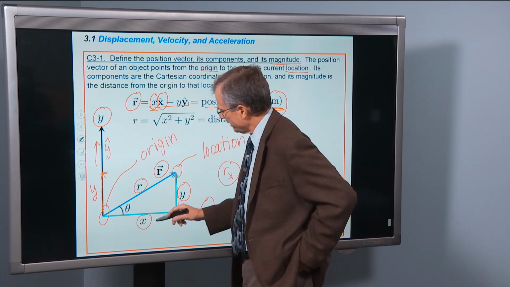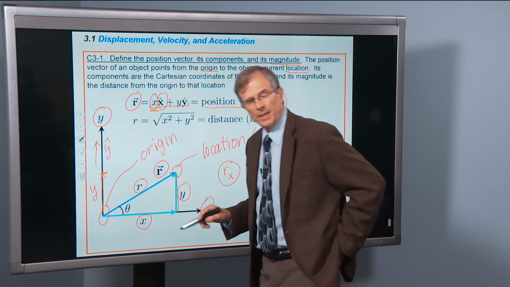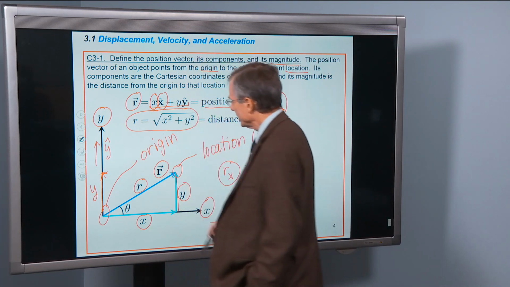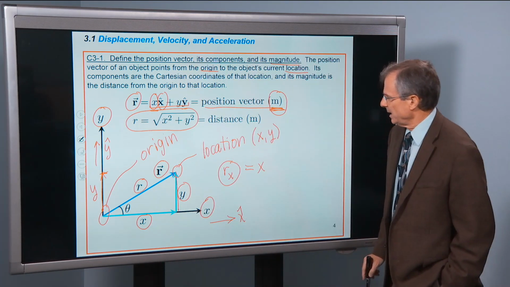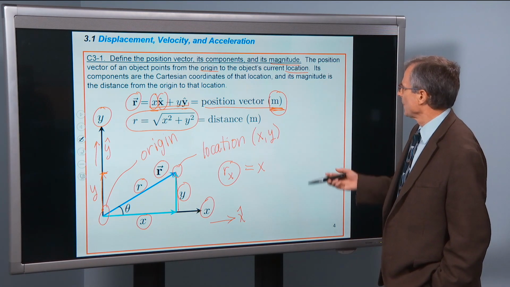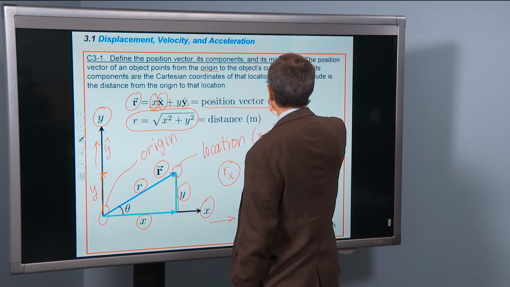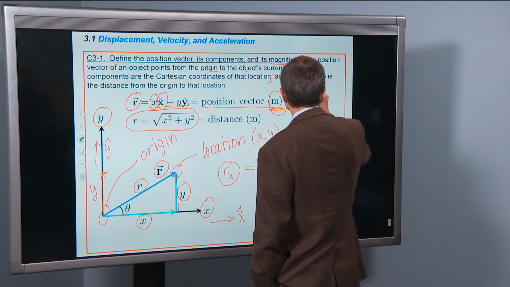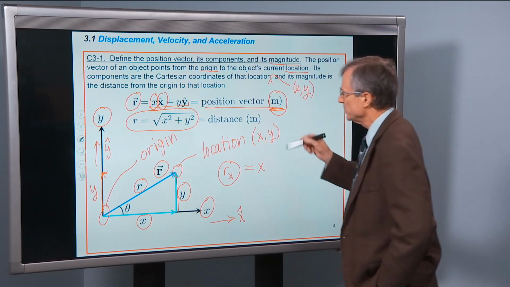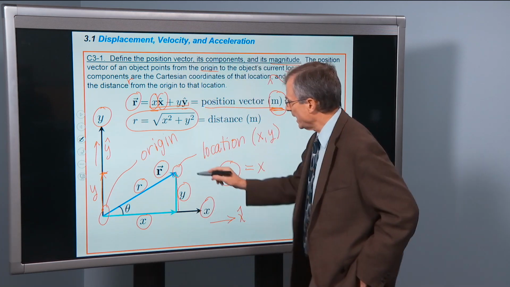It's the hypotenuse of that vector, of this right triangle, with sides x and y. And we can certainly just apply the Pythagorean theorem to come up with the magnitude of that vector, r. So just to make sure that we've covered everything, its components are the Cartesian coordinates of that location. That's this x and y. It says x, you might not be able to read it very well. Its magnitude is the distance, r, from the origin to that current location.